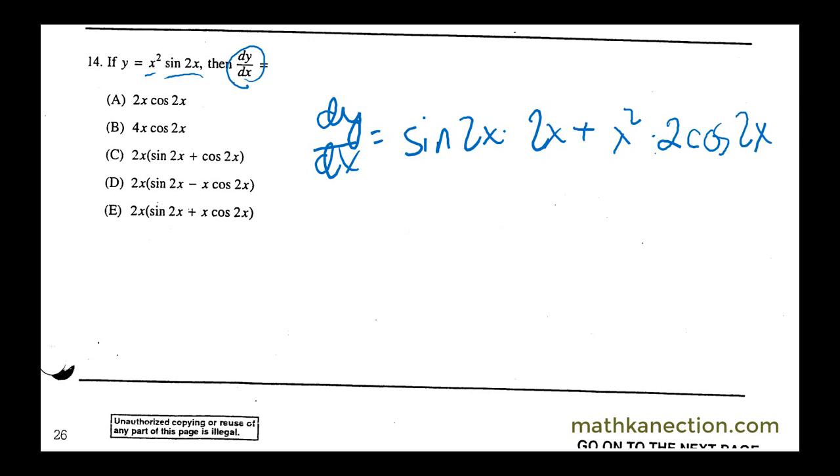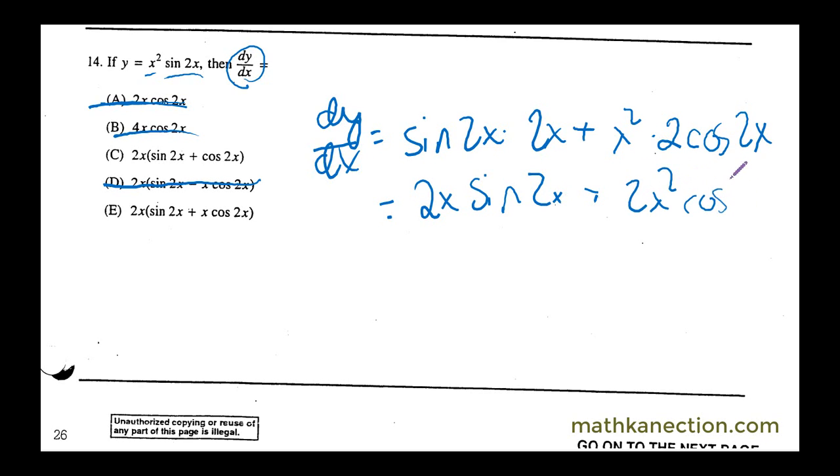So a matter of simplifying, I'm looking for a problem that has an addition sign and has two terms, so it's not going to be A or B. I also don't see an addition in D, so I'm going to get rid of that one. And just rearranging the terms, I can see I've got a 2x sine of 2x plus a 2x squared cosine of 2x. And if I distribute in on C, that doesn't equate. But if I distribute in for E, that would be equivalent.